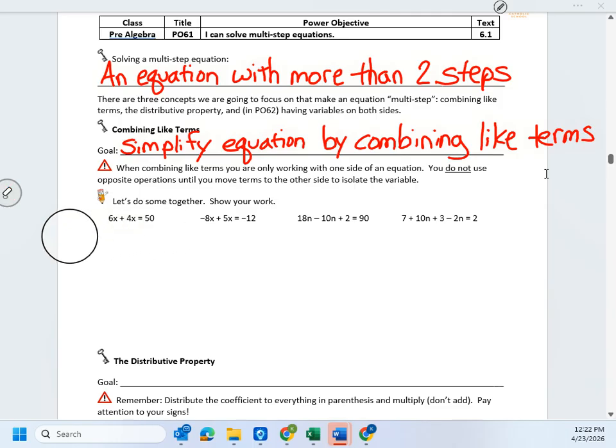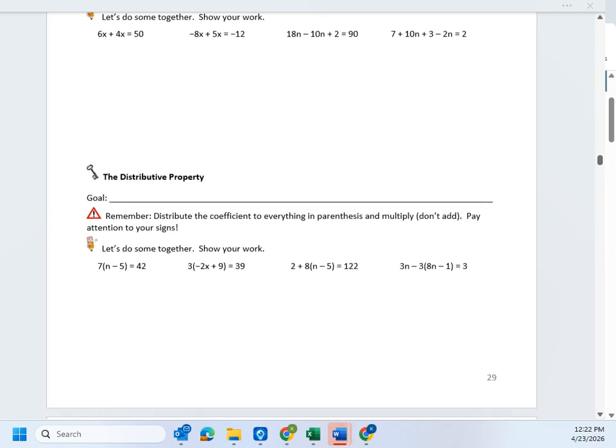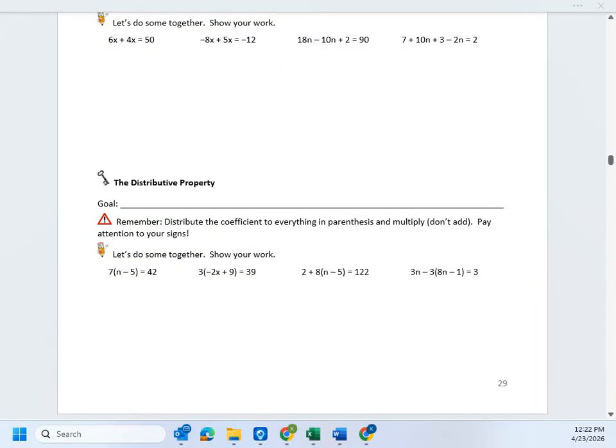So let's see how that works. I'm going to scroll up. Well, let's look at this first one. 6x plus 4x equals 50. What's my first step going to be? Henry? Combine like terms. Combine my like terms. 6x plus 4x gives me 10x equals 50. Notice how I'm trying to line it up. Equal sign under the equal sign. I'm trying to keep it organized.